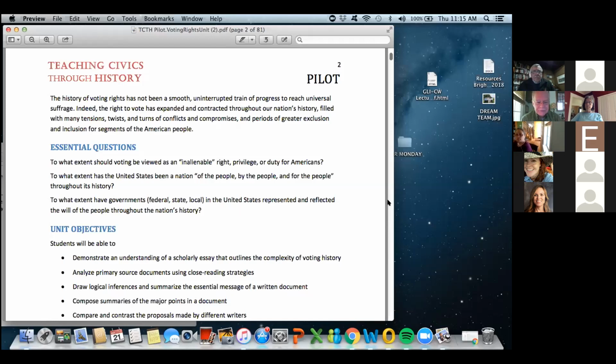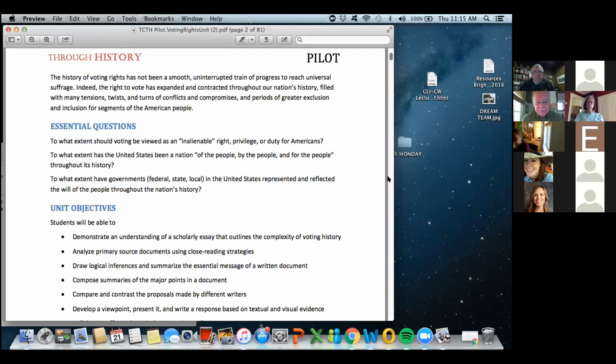But for this particular lesson, if you look on the second page, there's a menu of three. And once again, you can start with one, and then when you go to one of the other lessons, you can move to another. So for the first one: to what extent should voting be viewed as an inalienable right, privilege, or duty for Americans?